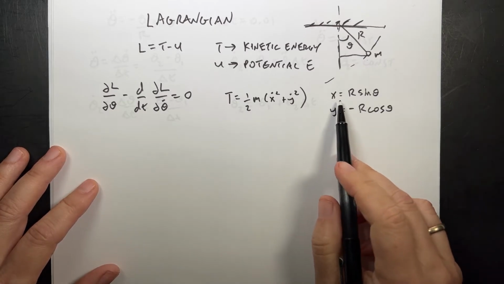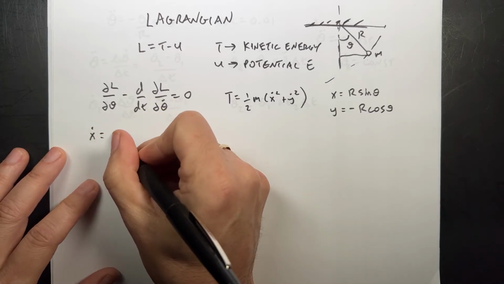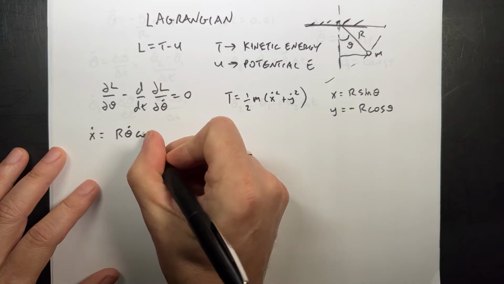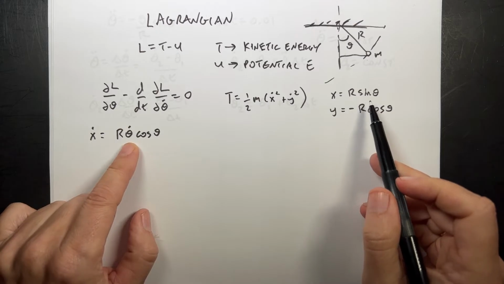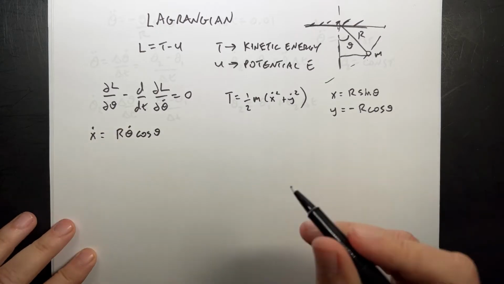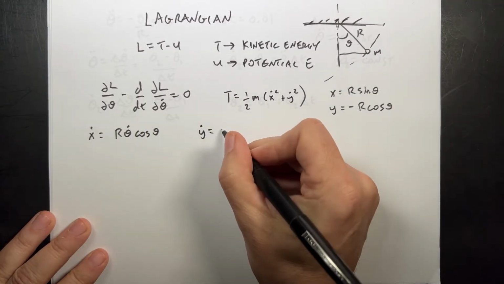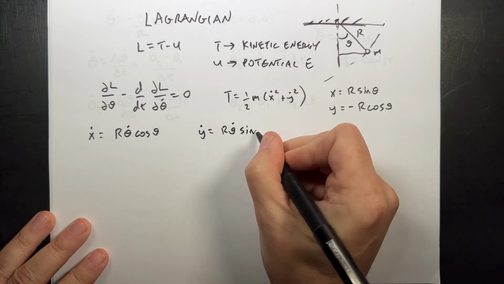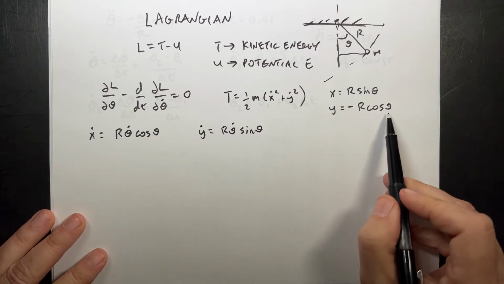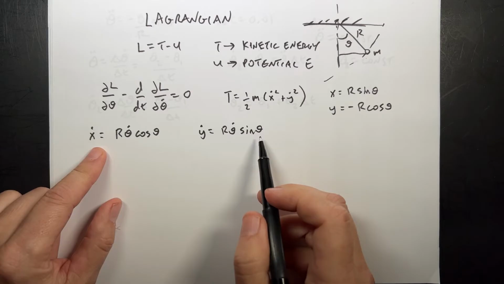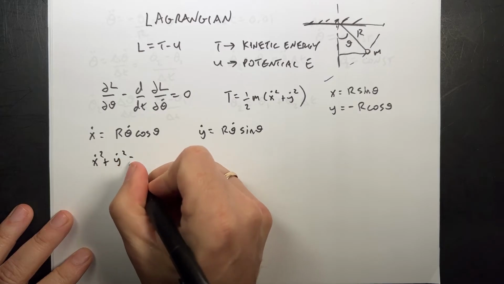Now I can take the derivatives with respect to time of x and y. x dot is going to be equal to r theta dot cosine theta, because I take the derivative of sine theta and I get cosine theta, and then I take the derivative of theta and I get theta dot. And then y dot is going to be equal to r theta dot sine theta. Here I took the derivative of cosine theta and I get negative sine theta, but I already had a negative, and then the derivative of theta gives theta dot. Now I need to square both of these and add them. So I get x dot squared plus y dot squared.